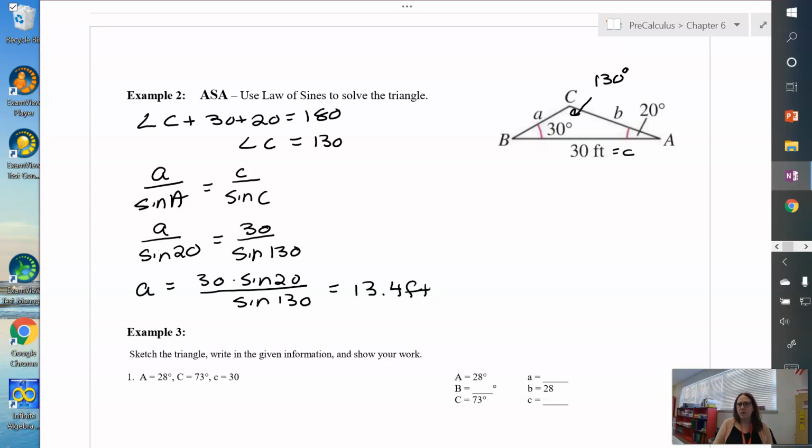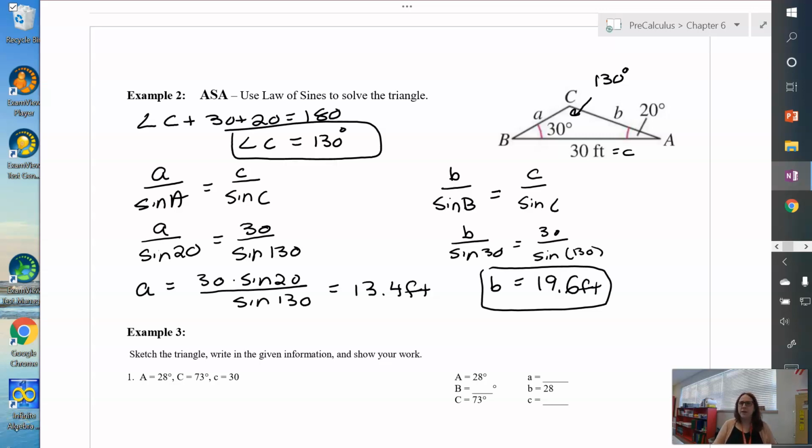So on your own, I want you to solve for little b. So pause this video now and solve for little b, and then when you come back, I'll have my solution and you can check. All right, I got 19.6 feet.